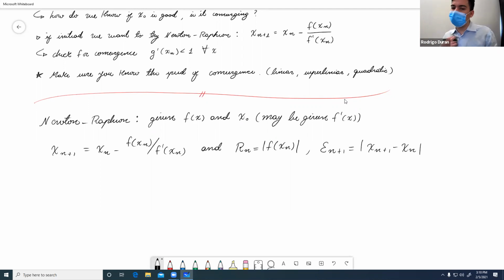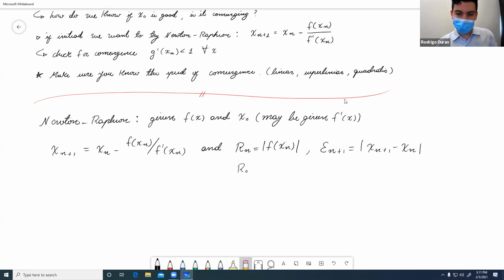So different residuals: they can ask you for the initial residual, like x sub 0, but they will never ask you for epsilon sub 0, because what are you going to do? x sub 0 minus x sub minus 1? You cannot do that. So be very careful with that.